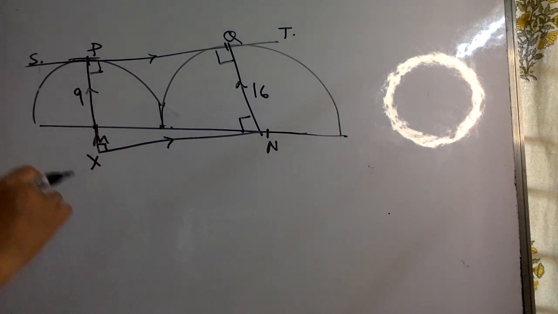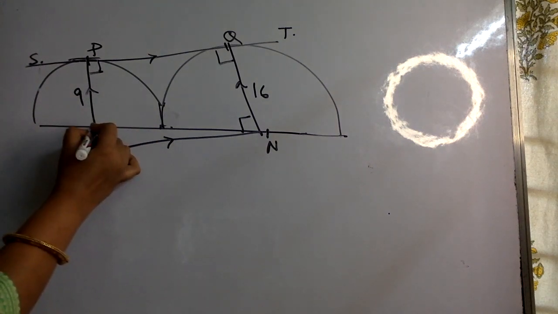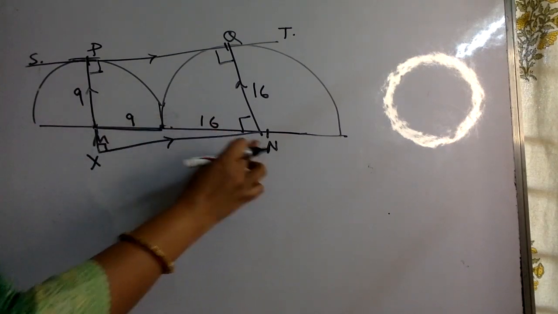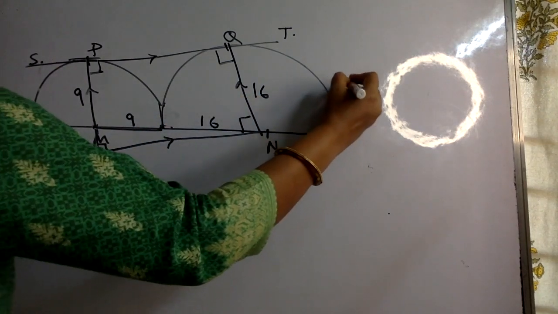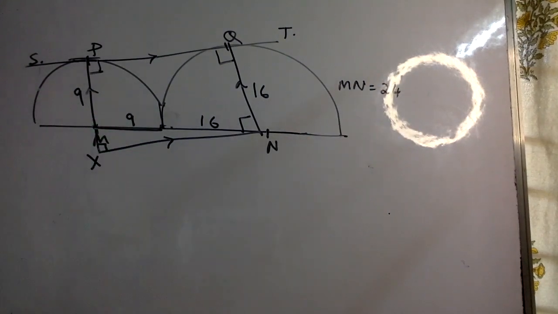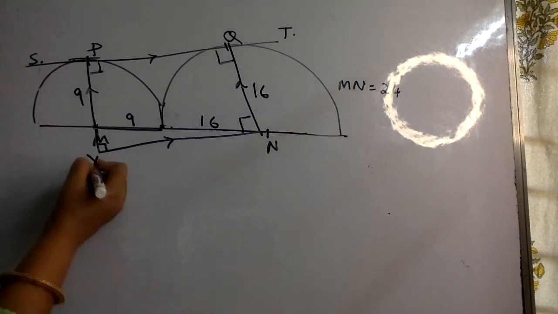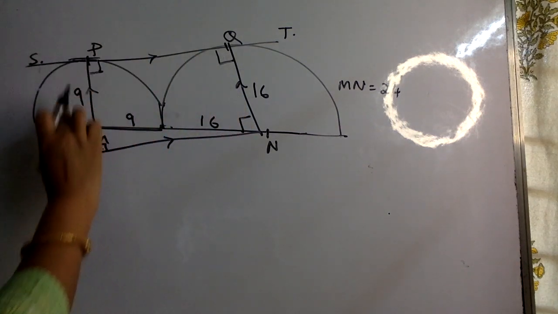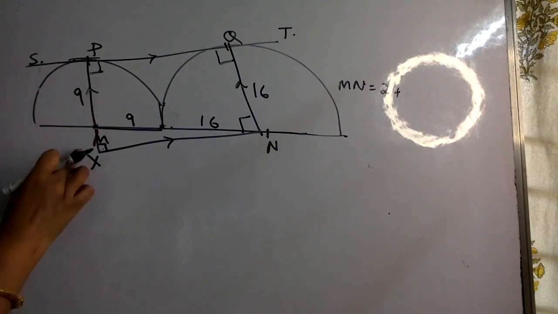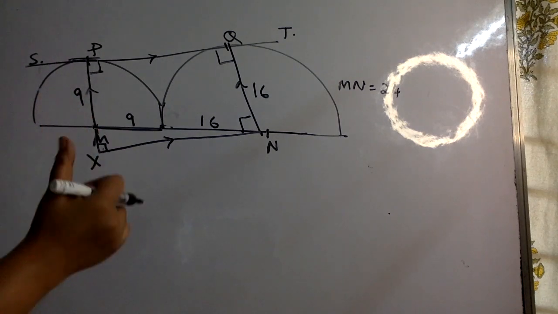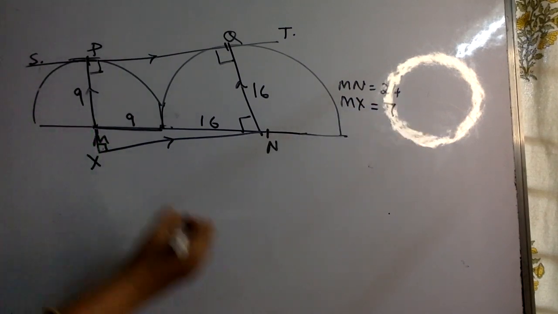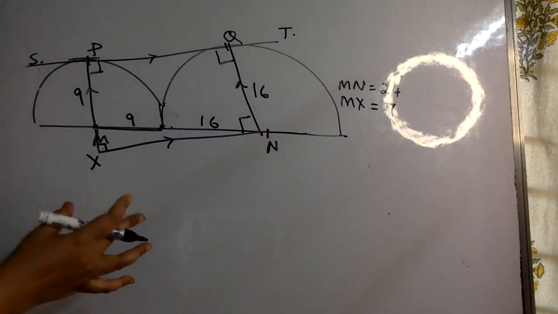Another thing that generally doesn't catch our attention, here to here is 9, here to here is 16. So total length of MN is equal to 24. Now I have extended this and then made a 90 degree. If this is a rectangle, then if this much is 16, this also has to be 16. That is PX is also 16. Then how much is MX? MX is 7, 16 minus 9, that makes 7.